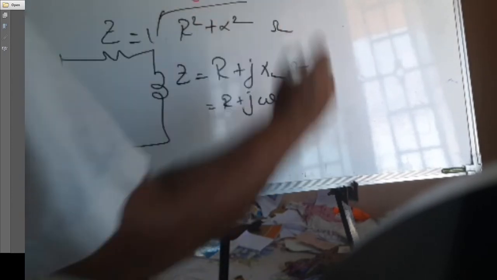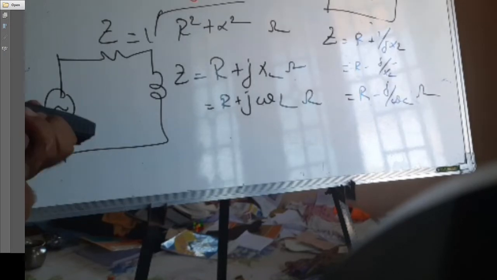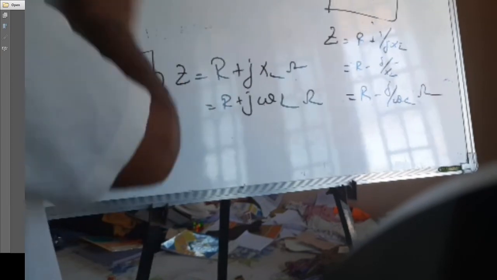And for a circuit supplied by an AC source with a resistor and a capacitor, Z is equal to R plus 1 by jXC, or R minus j by XC, where XC is 1 by omega C, in ohms. So this is impedance. Now we have a circuit like this, a combination of R, L, and C.